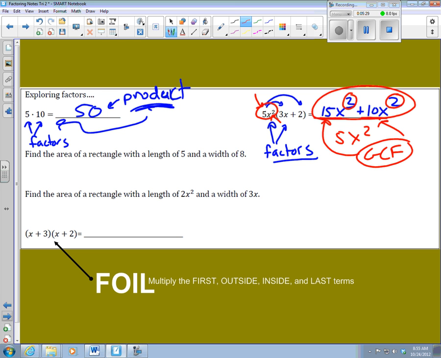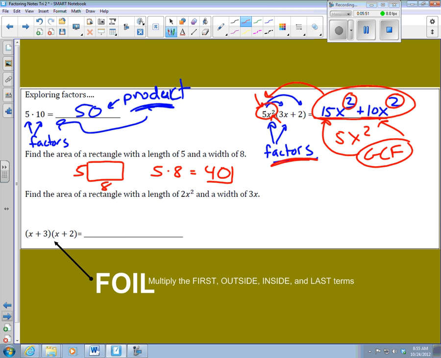Whether it's foiling or GCF, we're going to be going backwards and factoring today and, well, quite a while. Find the area of a rectangle. There's my rectangle with a length of 5 and a width of 8. Well, there's 8 and there's 5. And how do you find area? Well, 8 times 5, and that's equal to 40.